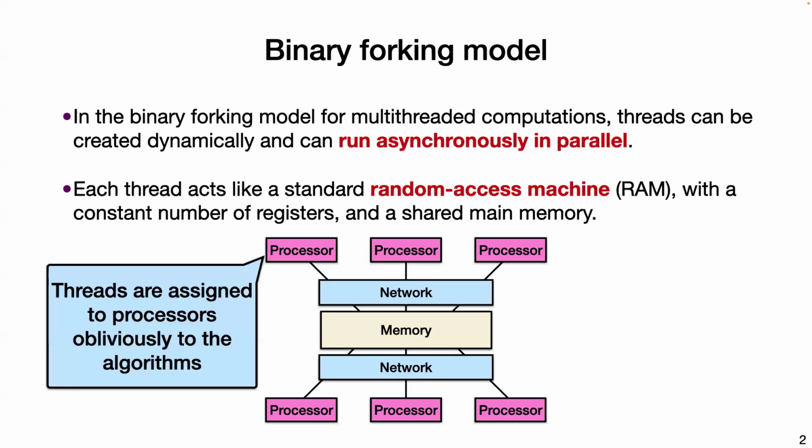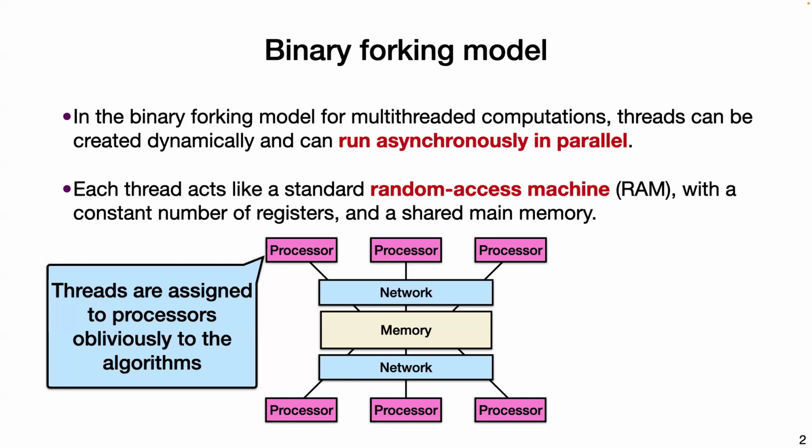So the main model that we're going to be working in today is called the binary forking model, which is a model for multi-threading. And in the binary forking model, basically in your software, you can create new threads dynamically. And the threads can run asynchronously in parallel, and they do other tasks. And every thread in this model is basically like a standard random access machine. So like the regular theoretical model that you knew in your original algorithms class, the RAM model.